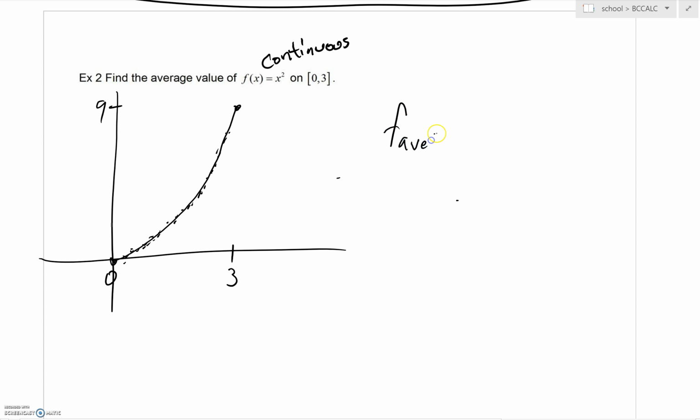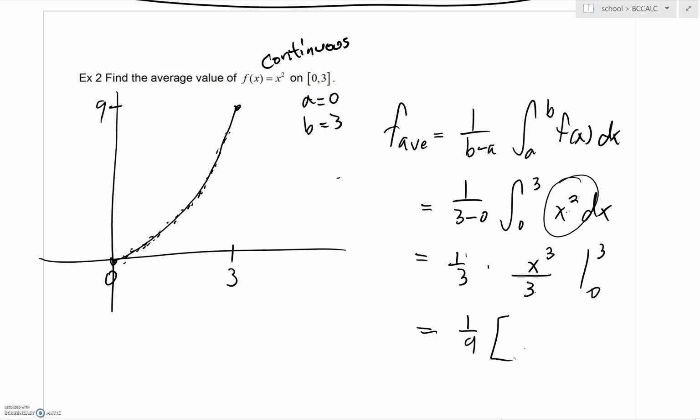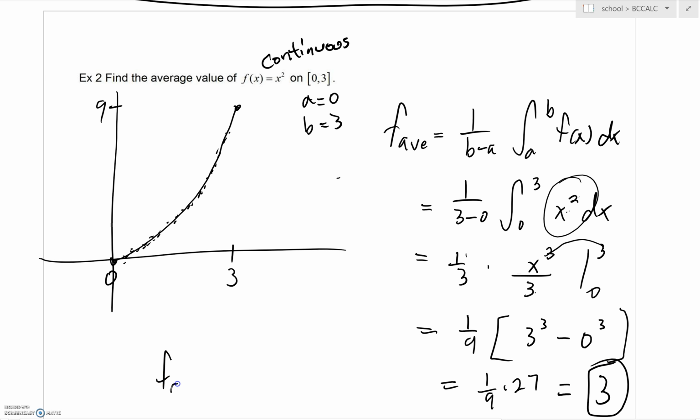So look, the average value is going to be 1 over b minus a, integrating from a to b of f of x dx. We want to have that memorized. Our a is 0, our b is 3. So this is 1 over 3 minus 0. We're going to integrate from 0 to 3. Here's our x squared dx. So it's really not that bad of a problem. Let's take our antiderivative. Bump x squared up. We'll make this x to the third and then divide by a 3. And my goodness, 1/3 and a 1/3, that becomes a 1/9. And then we're going to plug in 3 to the third minus 0 to the third. So what do we get? 1/9 times 27. We're going to get an average value of 3.